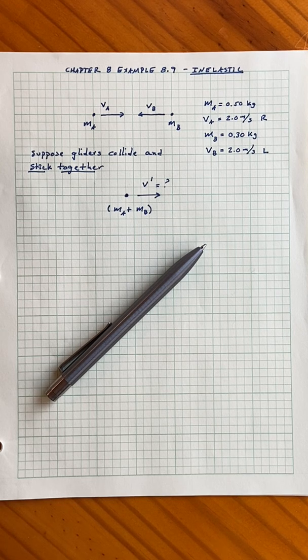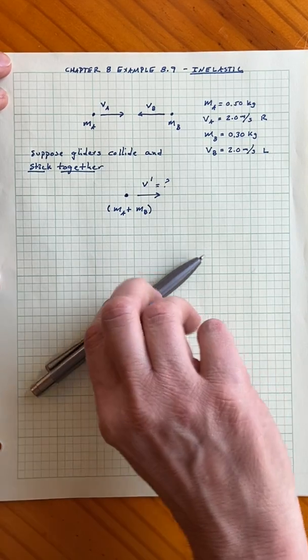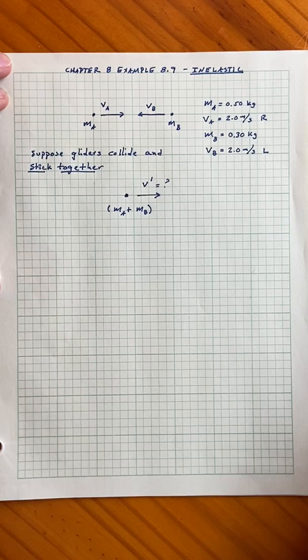So in a perfectly inelastic collision, two or more masses come together, and after the collision, they're all stuck together and they move away at a common speed. To get started, I've drawn a before and an after picture. That's always the first step for conservation of momentum problems.